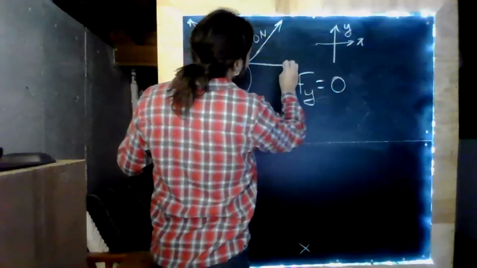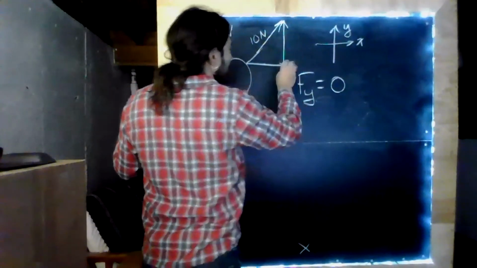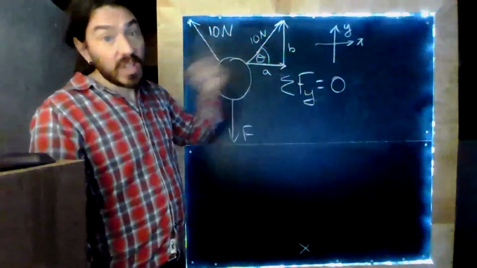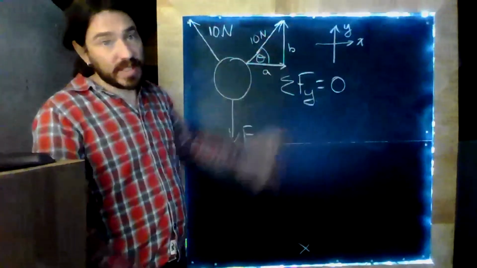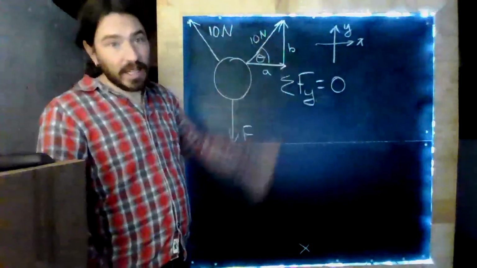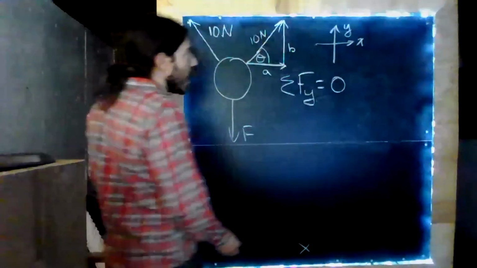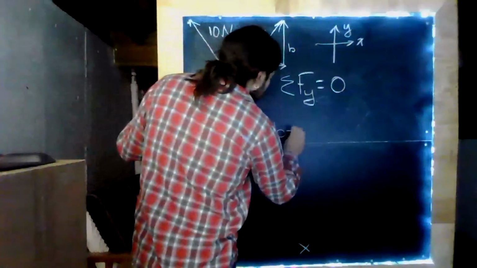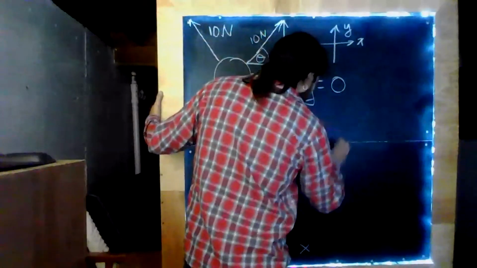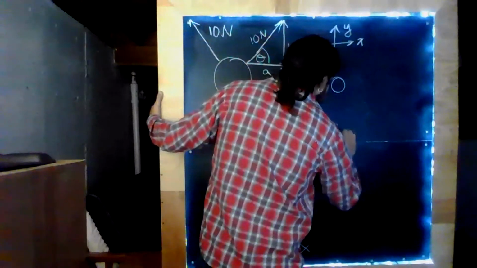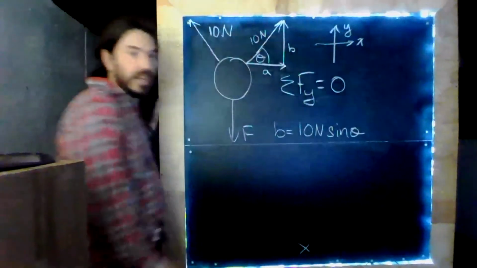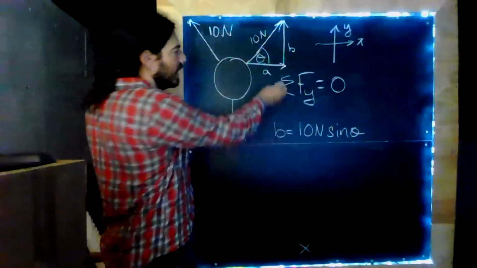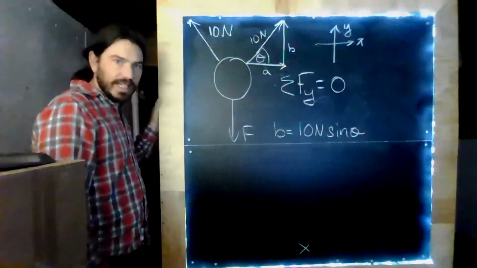I'm going to make this into my x and my y components. So what I need to do is find the components of this 10 newtons, specifically the y component of this 10 newtons, which I have labeled B on my triangle. So in that case, B, notice, is opposite, and so I would write that B is equal to 10 newtons times the opposite is sine of theta. So 10 newtons sine of theta. Now I'm ready to apply this equation right here.